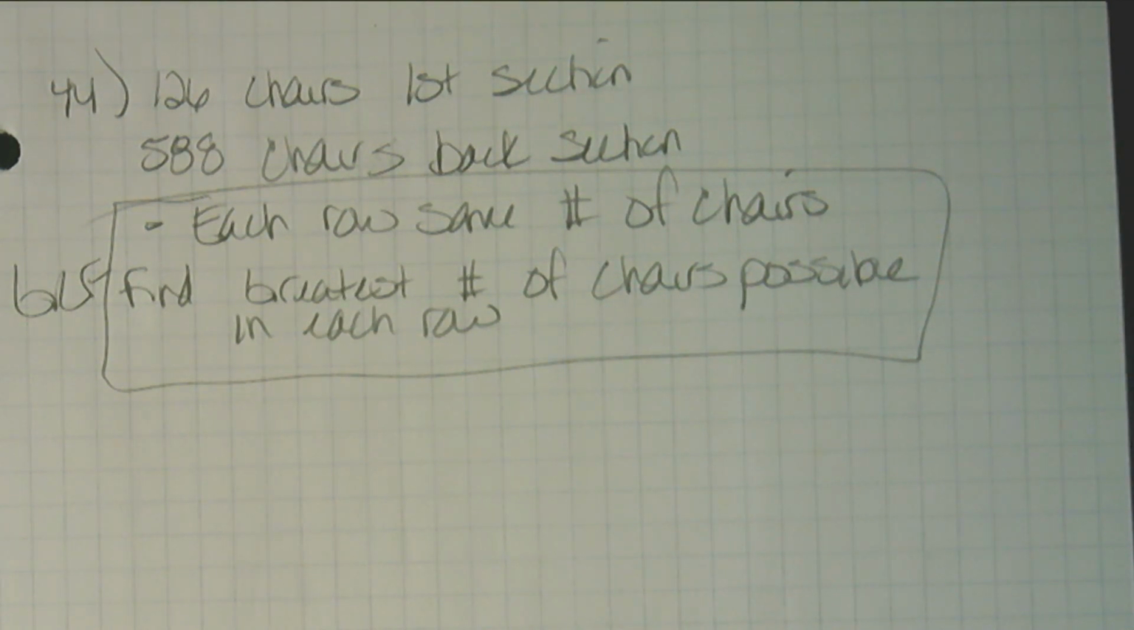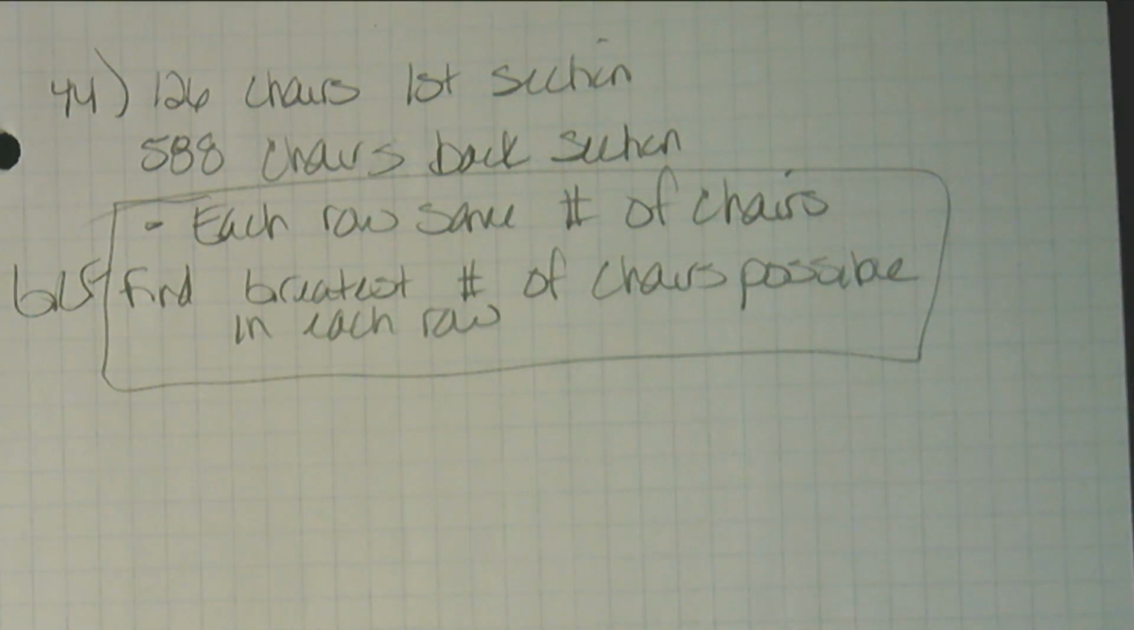It says find the greatest number of chairs possible. How many of you guys noticed that? Okay, that should tell you we've got GCF. If it was rows and columns, what would they be asking us for? Maya? Mia? Find all the possible arrangements.